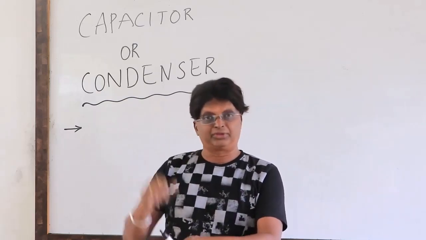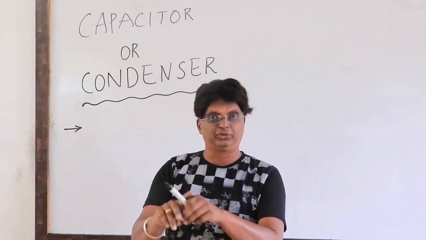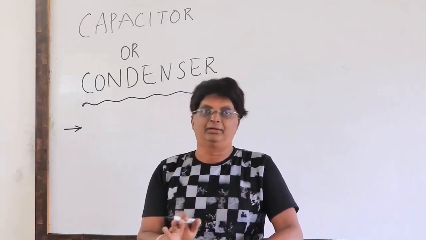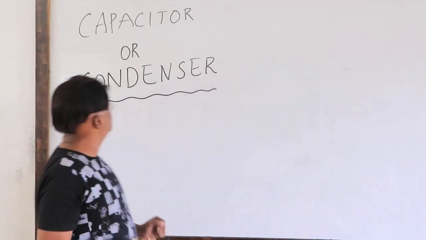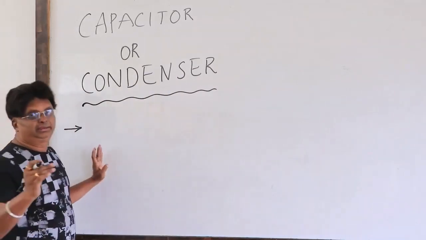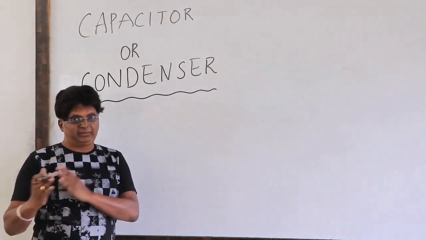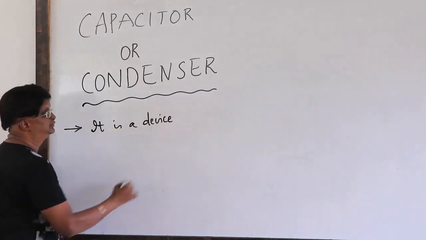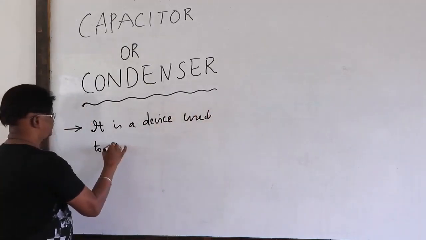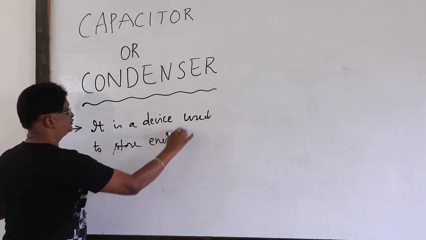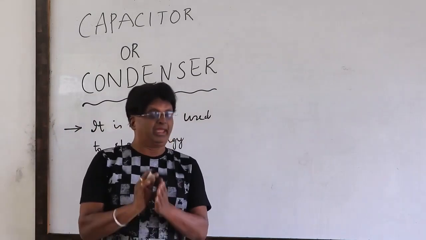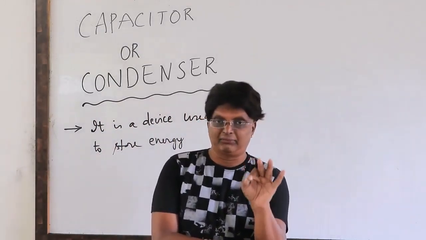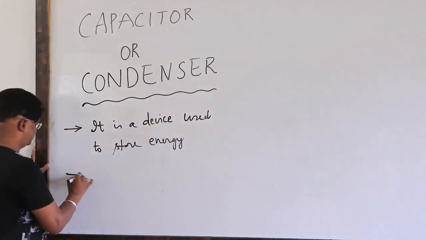Just as we use a bucket to store water, many people think a capacitor is used to store charge, and that is why I am telling you a capacitor is not a charge storage device. Then what is it? These are very general statements that I am making now. Capacitor is a device used to store energy. Of course, we store energy in the form of electric field, but it is basically an energy storing device. Just remember that.